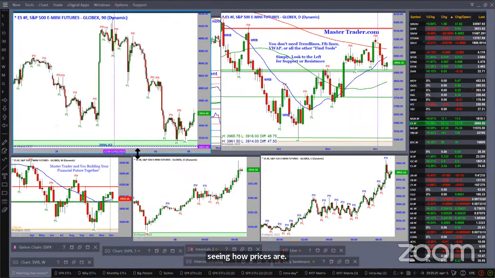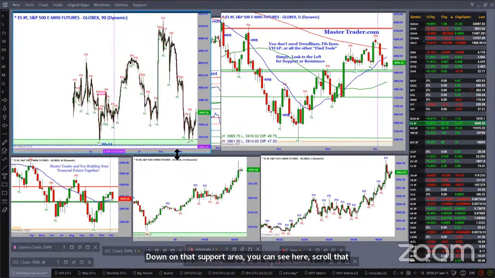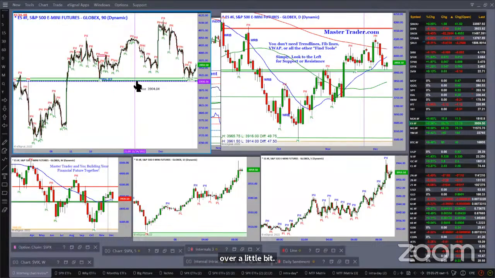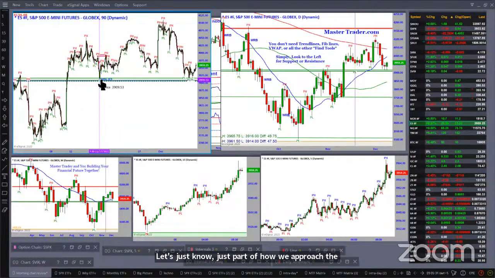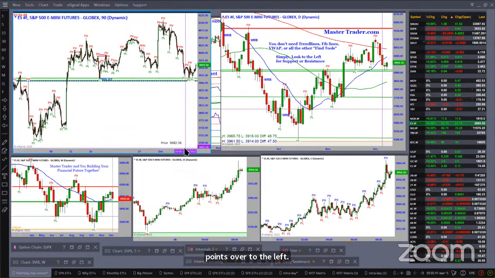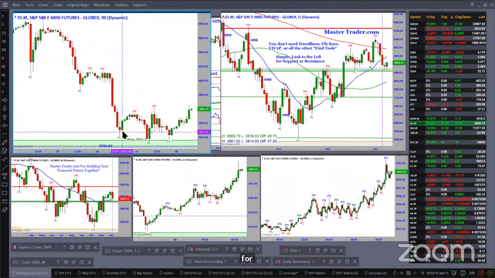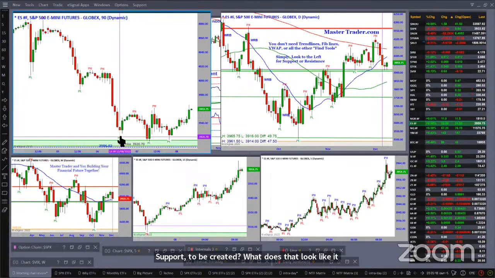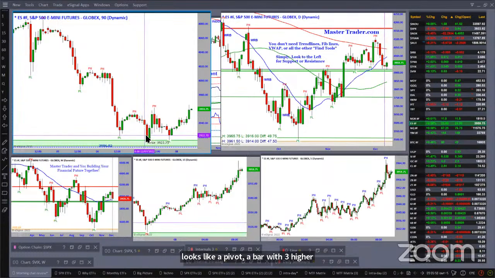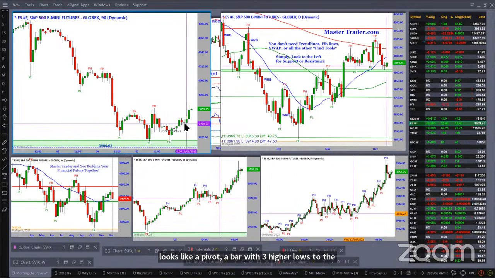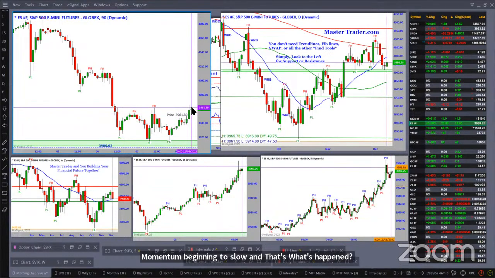You can see here, let's scroll that over a little bit. This is just part of how we approach the markets, is that we mark off significant reference points over to the left. And then when prices get down there, looking for support to be created. What does that look like? It looks like a pivot, a bar with 3 higher lows to the left and right, and then a retest and the downside momentum beginning to slow. And that's what's happened here. And so now we've got this retracement in prices.